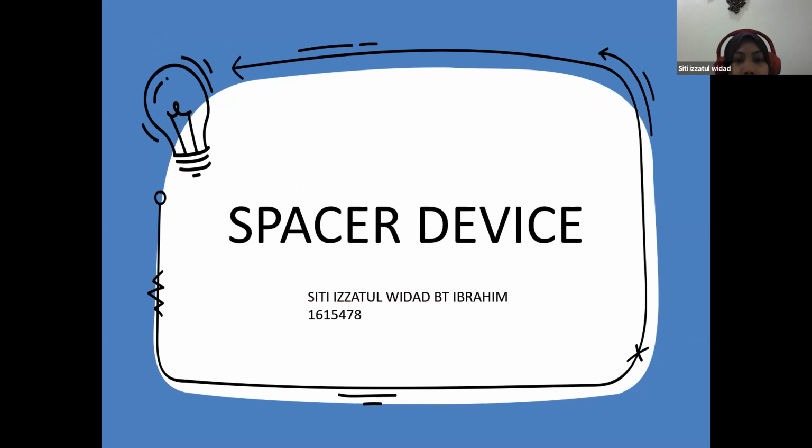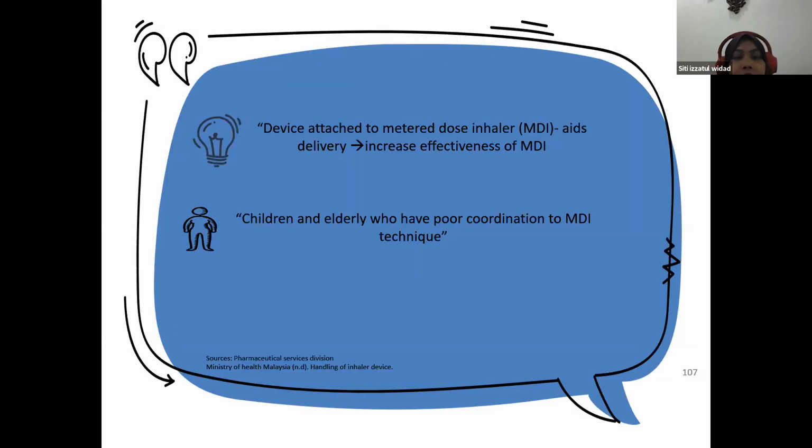So I move to spacer device. A spacer device is basically a device that we attach to the MDI to aid the delivery and increase the effectiveness of the MDI. So who can use a spacer? Children and elderly who have poor coordination with the MDI technique.